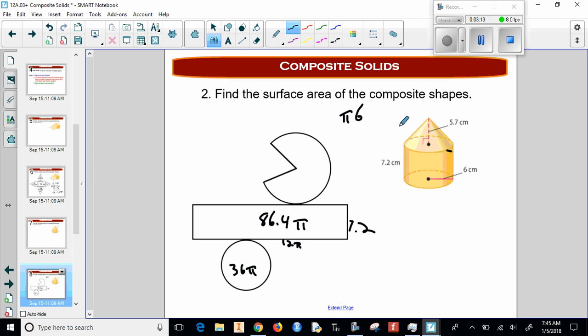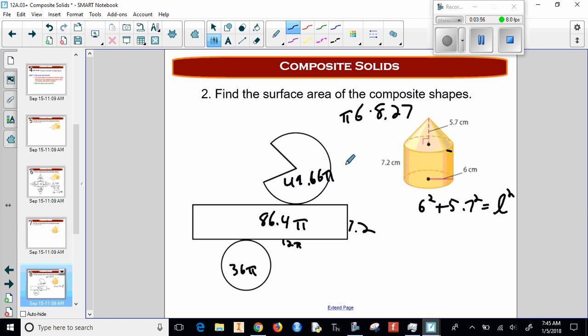My L, we don't know, we have to use the Pythagorean theorem. So 6 squared plus 5.7 squared is going to equal our L squared. So we have 36 plus 32.49, and that's going to be 68.49, and then when I square root that, I'll get 8.27. Now when I multiply that times 6, I get 49.655. Let's do 6 pi.